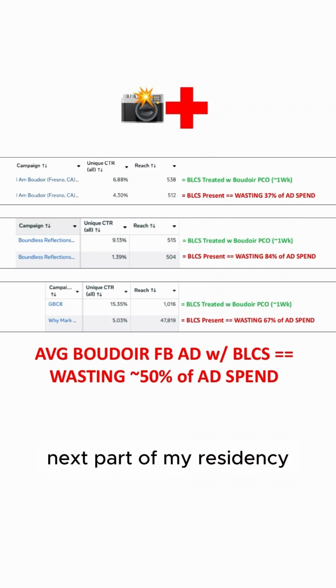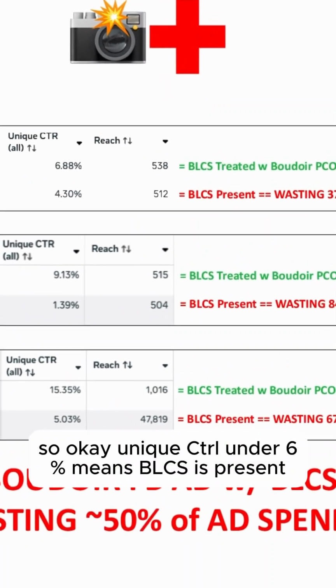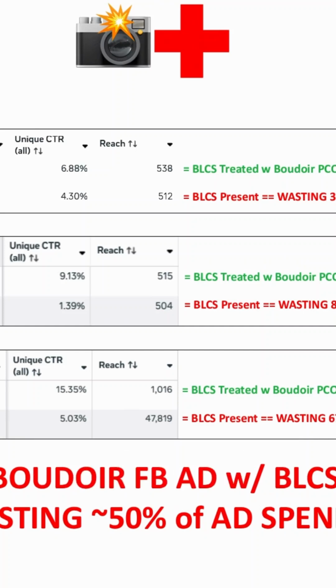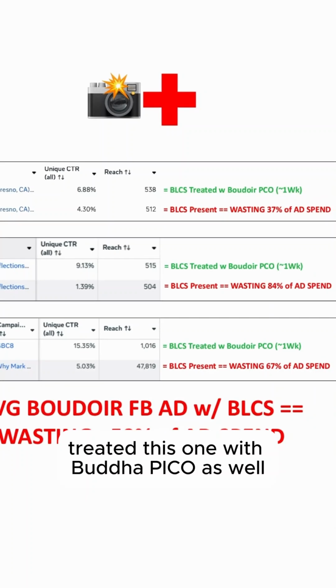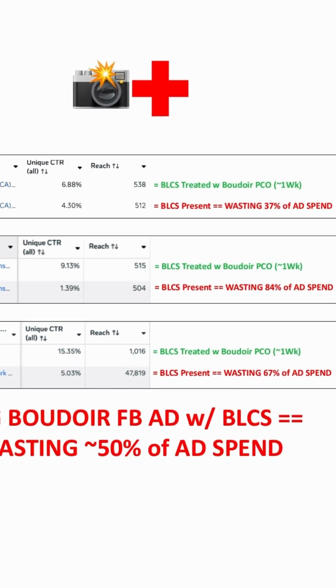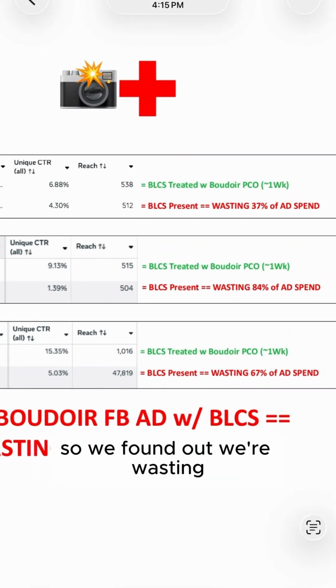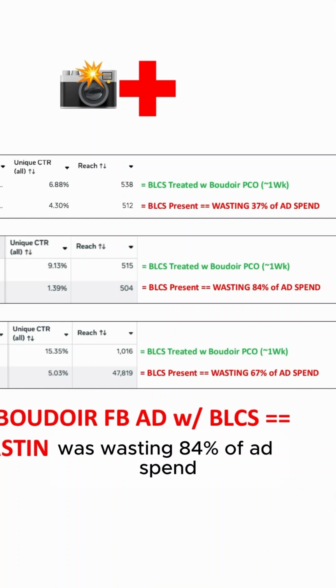Next, part of my residency, I found a second one, tested it, found its unique CTR all was 1.39%. So, okay, unique CTR all under 6% means BLCS is present, Boudoir low click syndrome. So what we actually did was treat this one with Boudoir Pico as well, takes about a week, and got the unique CTR all up to 9.13%. So we found out the original Boudoir Facebook ad was wasting 84% of ad spend.